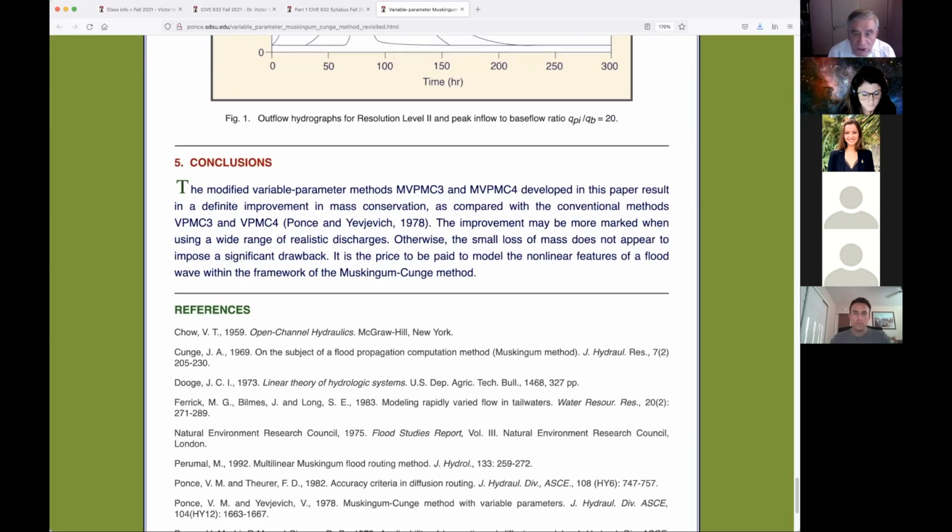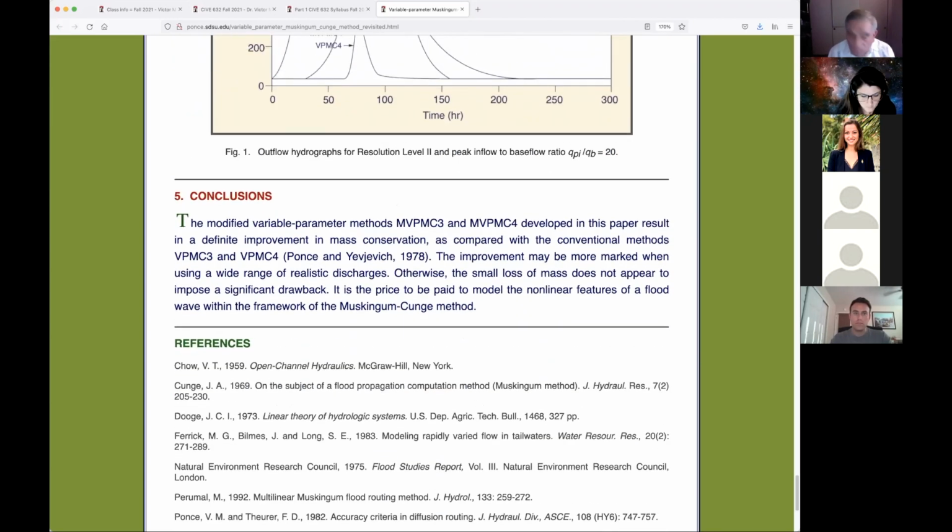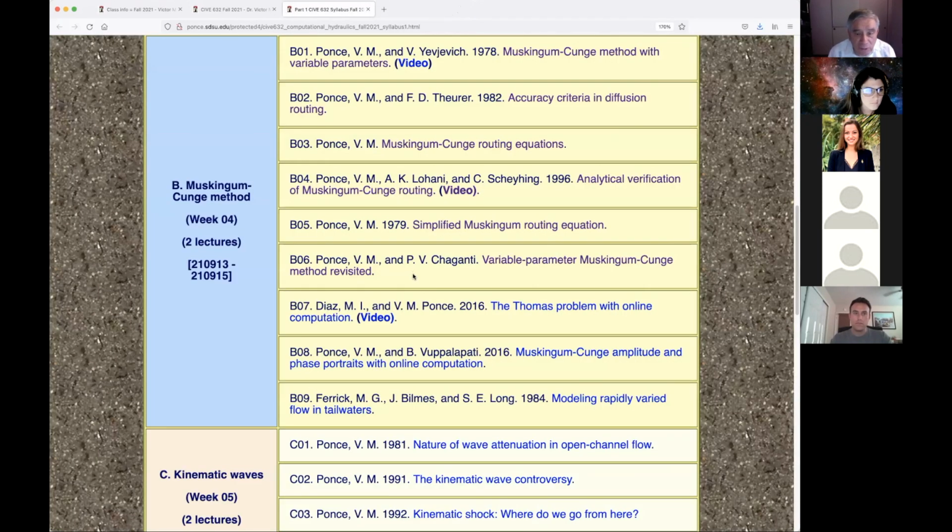So the conclusion is that we improved a little bit. If you wanted to do the variable parameter, you'd be advised to use the second method as opposed to the first. That was an improvement. So we finished in there, and now we go to the Thomas problem. The Thomas problem in online computation.